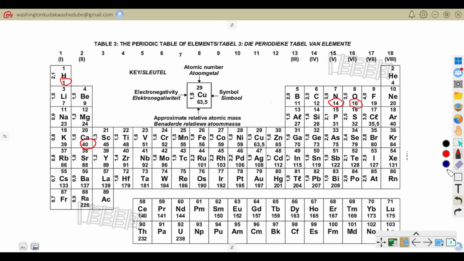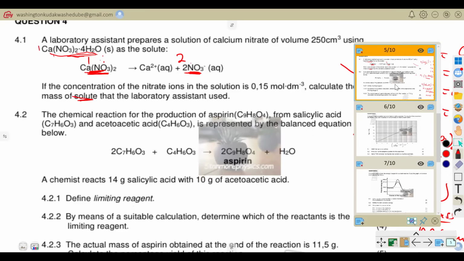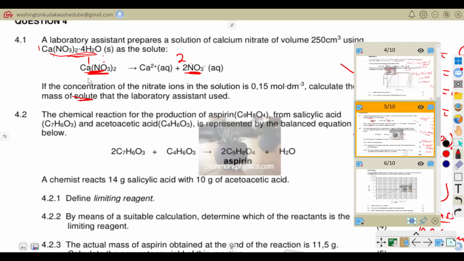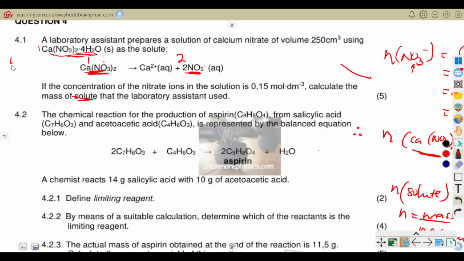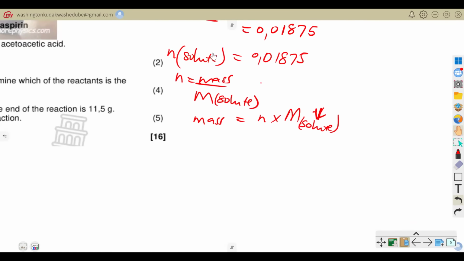After noting them down, I go back to where my question is, and then I fill in the information. For calcium, we said it's 40. For nitrogen, it's 14. For oxygen, it's 16. And for hydrogen, it's 1. So now I know everything. I now need to fill in the information for this one. So allow me to go where we're doing so that we can continue.